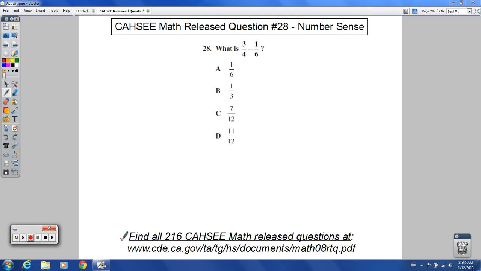This is CAHSEE Math Release question number 28. It says, what is 3/4 minus 1/6? So again, we need a common denominator here. If you haven't watched the past 2-3 videos, something like that, we've been doing stuff like this.